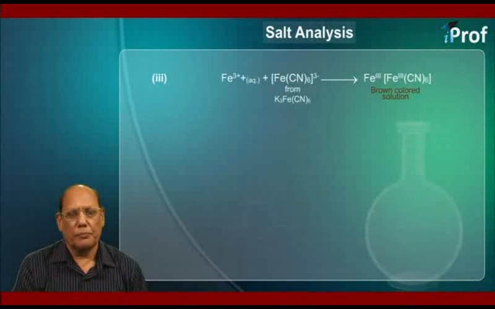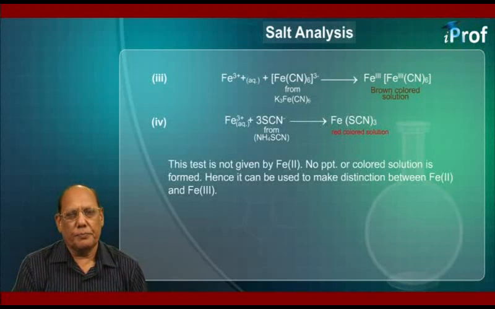Third test for ferric ions can be to take the aqueous solution containing ferric ions and to that now add K3Fe(CN)6. That will provide ferricyanide ions. The two ions will combine to give, as shown here, Fe3[Fe(CN)6]. That is a brown colored solution.